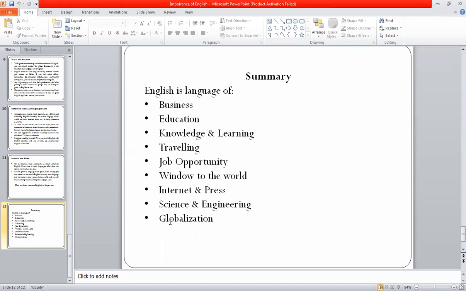Last is globalization. These are the fruits we are taking advantage of: listening to lectures from home. I am taking the lecture from college and you are listening to it sitting at your home. These are the advantages of globalization, and the English language made it easy for you. So those are the different points related to the English language and spoken English skills. This chapter ends here.